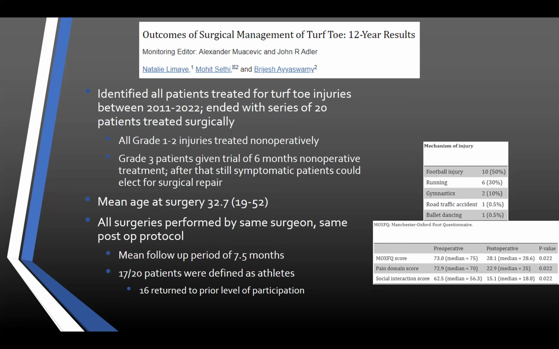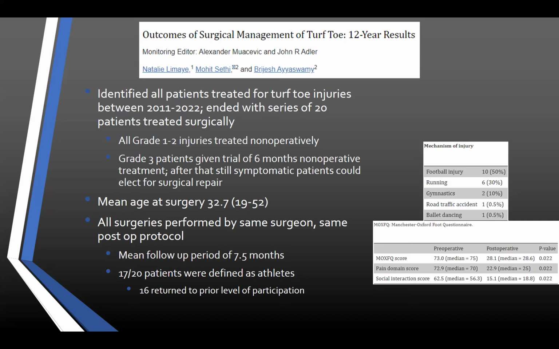In their study, they mentioned that of all the turf toe injuries they identified, grades 1 and 2 were treated non-operatively, and grade 3 injuries were given a trial of non-operative period up to 6 months, and then given the option of surgical management if they were not satisfied with their outcome. The final 20 patients who underwent surgery had a mean age of 32, almost 33 at time of surgery, and what I found useful about this paper is that this was one of the only studies not focused specifically on elite athletes.